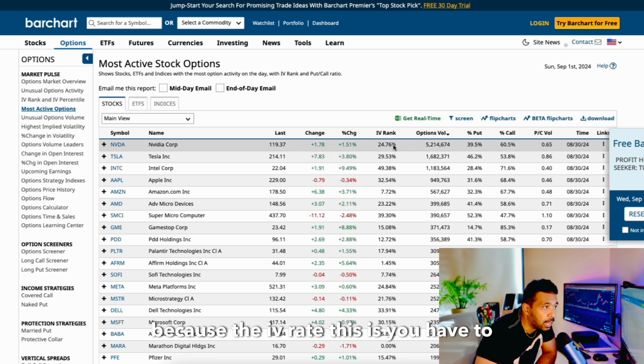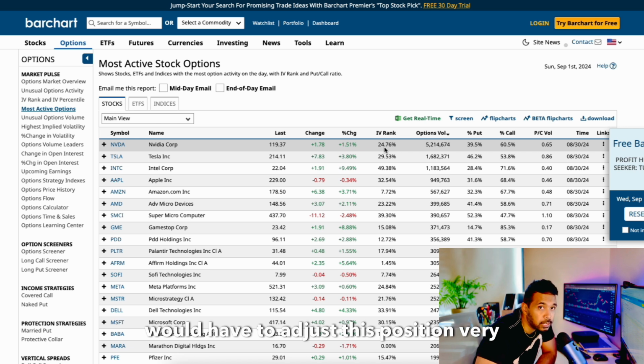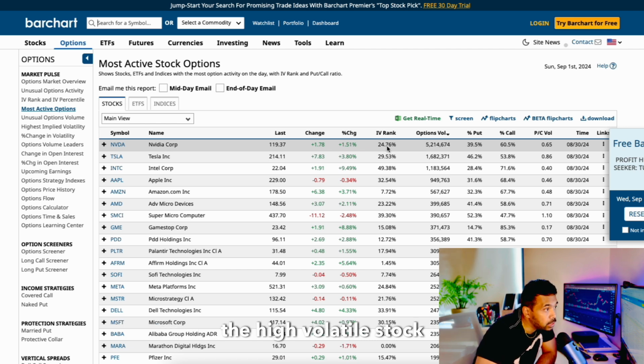Because you have to look at the IV rank. The IV rank tells you how volatile that stock is, and as you can see, this is a highly volatile stock, and running a wheel here would be pretty difficult, because you would have to adjust this position very frequently. There is one benefit though, that you do get good premium with a highly volatile stock, but the downside is in the wheel strategy.